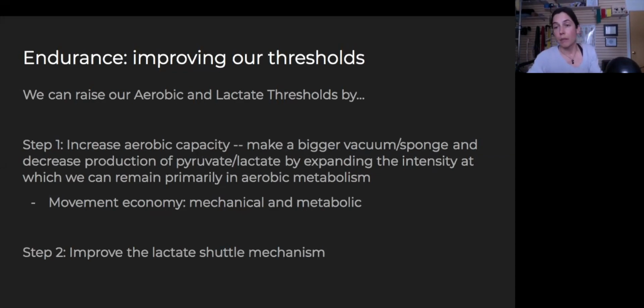But for untrained individuals, or if we never really go into harder, higher intensity work, we don't train that shuttle system to get the pyruvate over into the mitochondria to be recycled and used as fuel instead of creating the acidic environment.